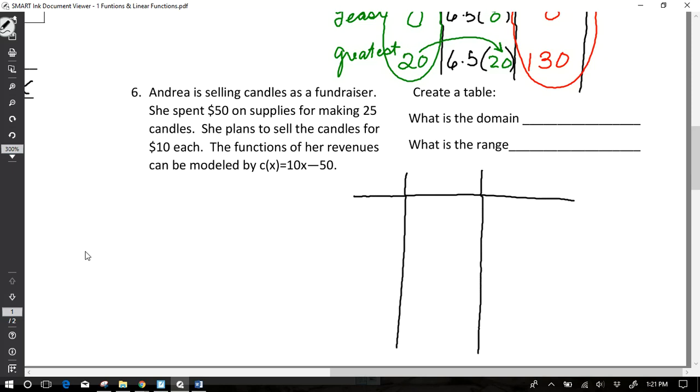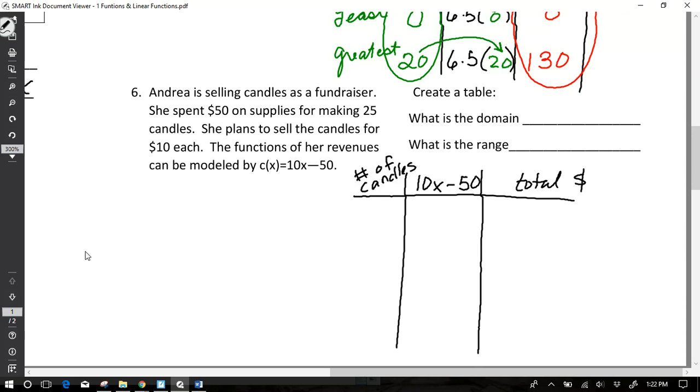All right, so I know that the function 10x minus 50 is going to go in here, but what is going to be representing my x values here? What does x actually mean? x is the number of candles. All right. And then my output would be her money, how much total she has earned. Okay. Or the cost, that she got back.